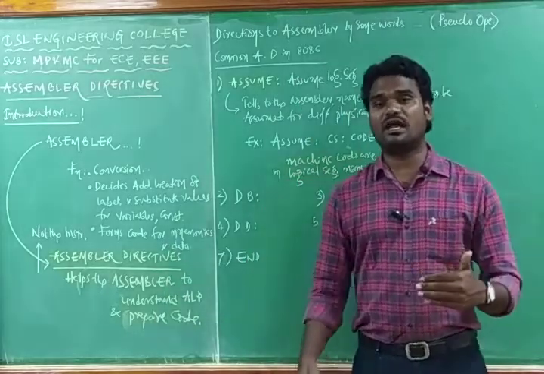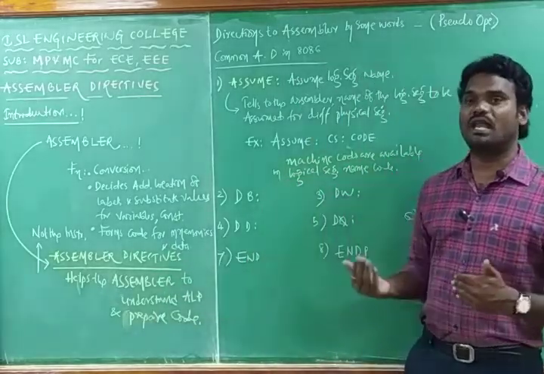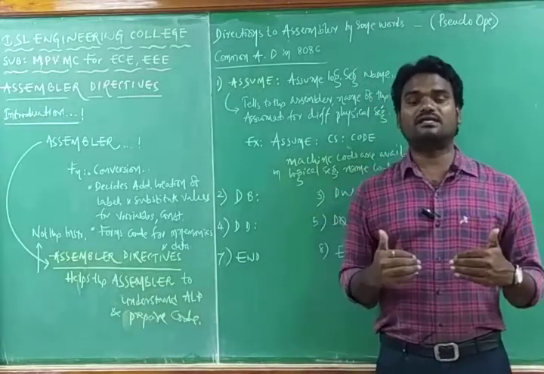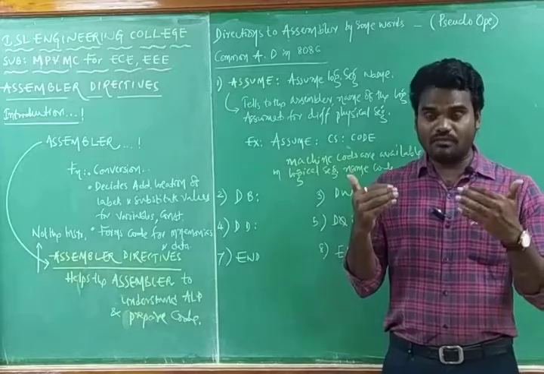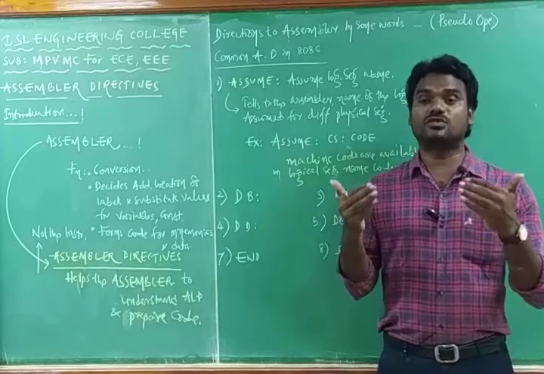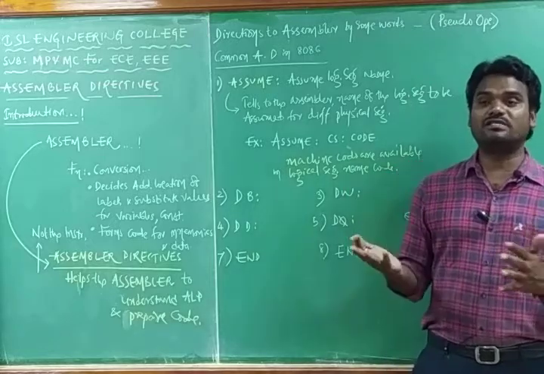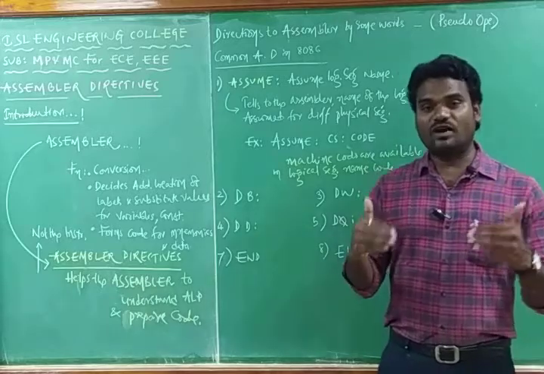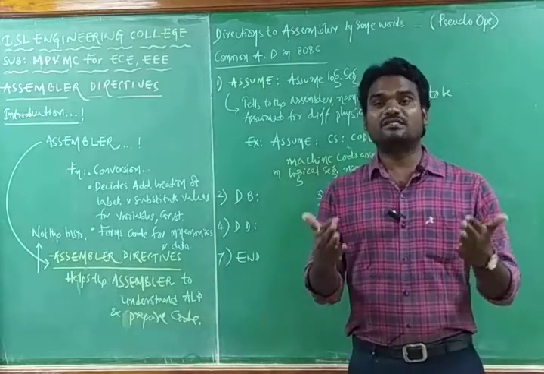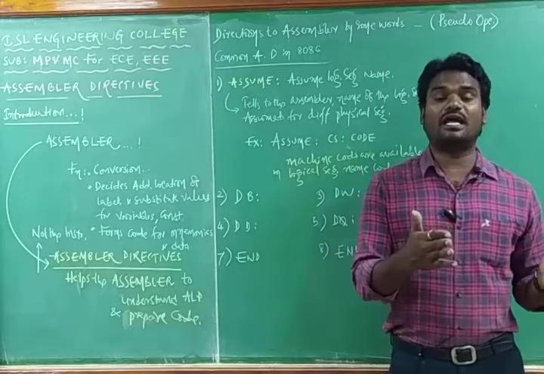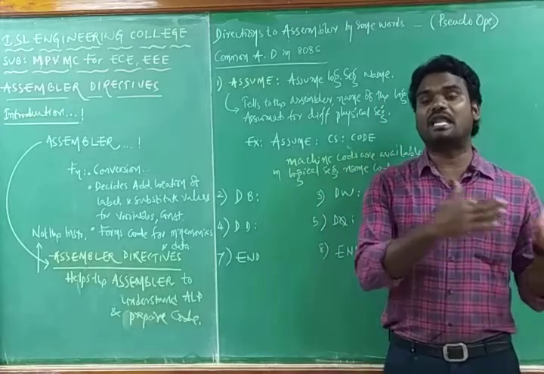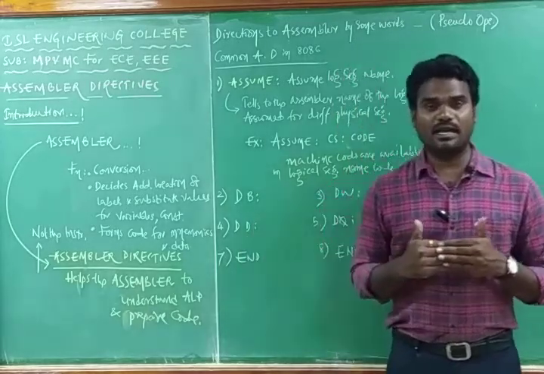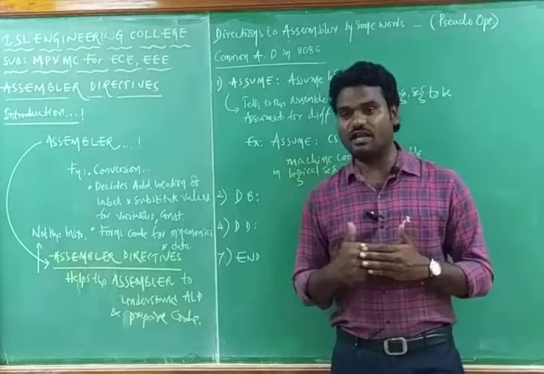But in converting an assembly language program to machine language, it requires some directions. The assembler is going to get these directions from some more words, and these are called assembler directives. These are the words which direct the assembler so that it understands how to convert the complete assembly language program into machine language. The definition of assembler directives is very, very important.